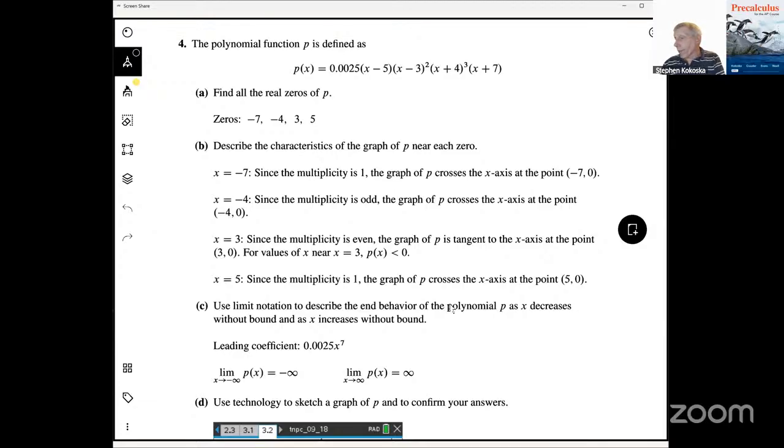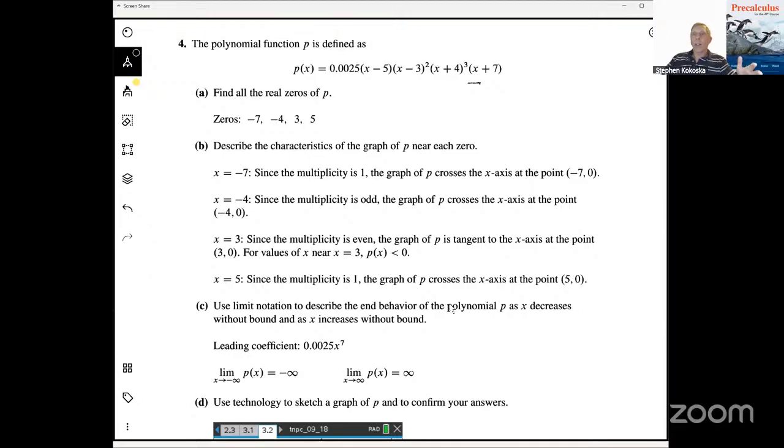They are -7, -4, 3, and 5. We're asked to describe the characteristics of the graph of P near each zero, and we've been talking about that now in the last couple of problems, referring to the multiplicity and the behavior of the graph near each one of these zeros. Well, x equal -7 here, the multiplicity of that root is 1, so the graph of P must cross at that point.